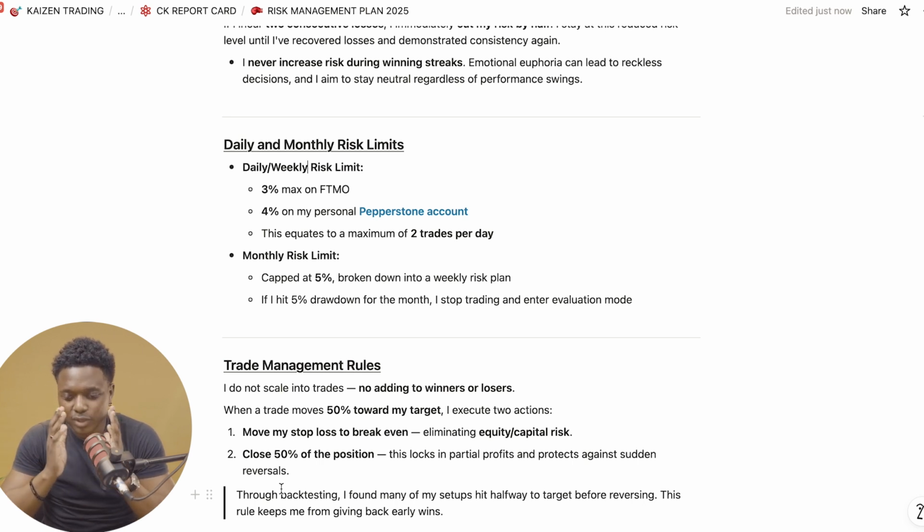So through backtesting, I found that my setups hit halfway to target before reversing. This rule keeps me from giving back early wins.